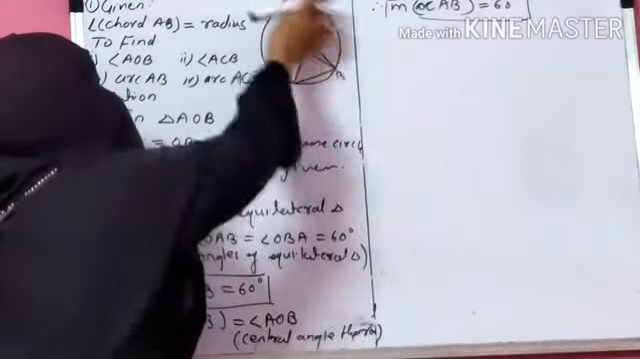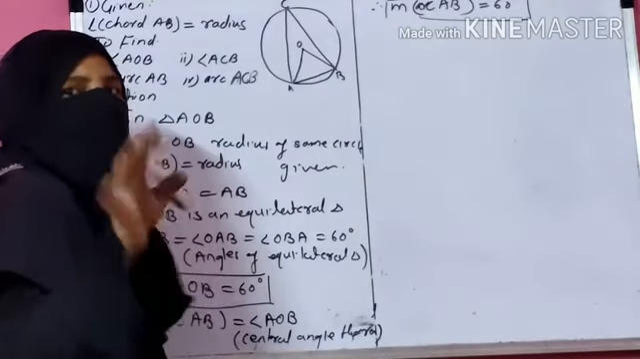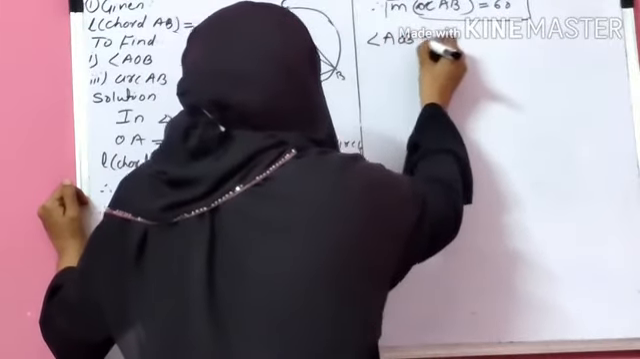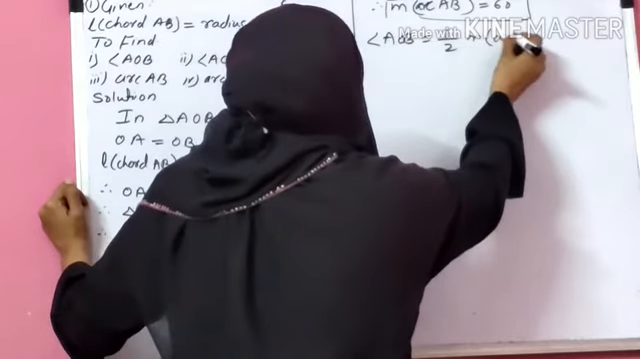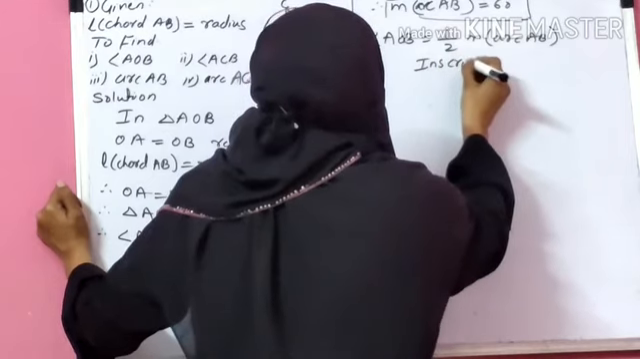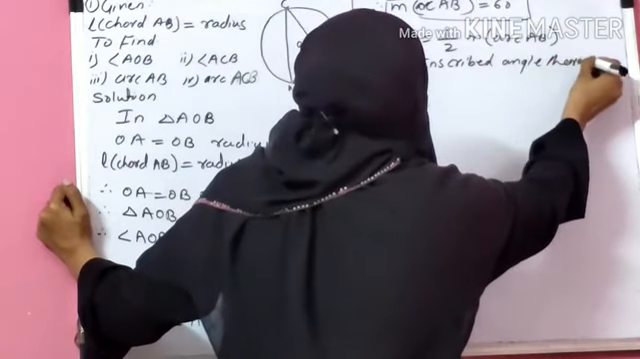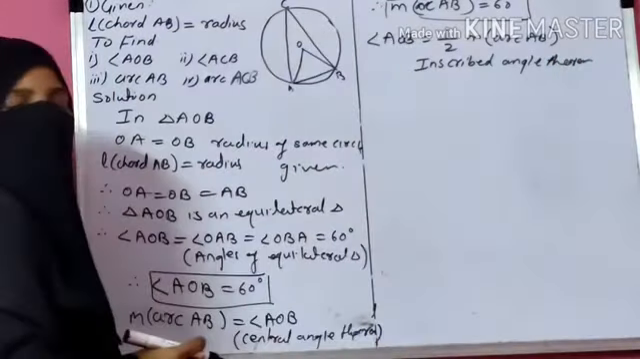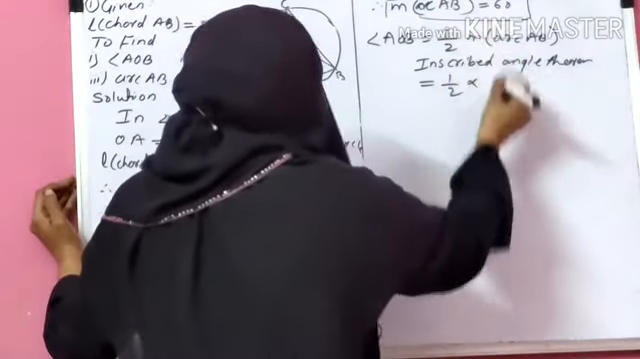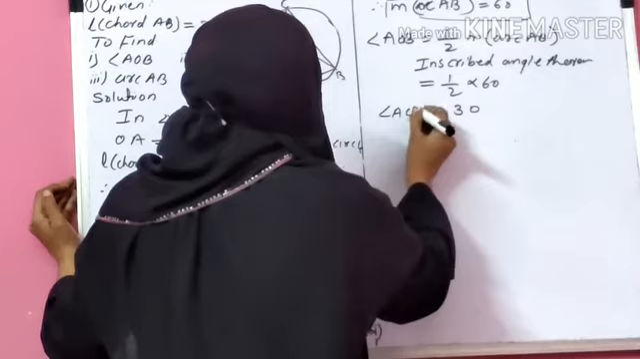Next, you have to find angle ACB. Angle ACB is an inscribed angle, and we have discussed the theorem of inscribed angle. An inscribed angle is half of its intercepted arc. Angle ACB is half of the measure of arc AB. By the inscribed angle theorem, the measure of an inscribed angle is half of its intercepted arc. So half of arc AB, which is 60 degrees, is 30 degrees. Got it? So angle ACB is 30 degrees.